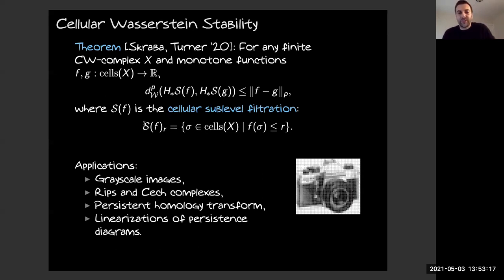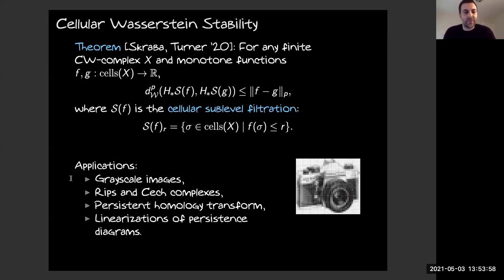Now the sublevel filtrations are understood to be taken cellularly. And what monotone means here is just a natural requirement on the functions that ensures that the sublevel filtrations are indeed CW filtrations. So you don't want a cell to appear before the cells that it attaches to, and this condition ensures that. Okay, so this is a theorem that looks a lot like the ordinary stability result, but it's for CW complexes, and it is given in terms of p everything instead of infinity everything.